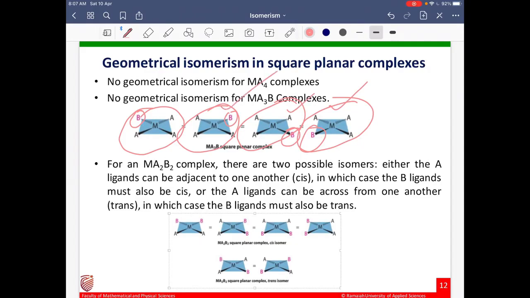So if you rotate the structure, we can superimpose those structures by rotating the complex in space. So all are chemically identical.